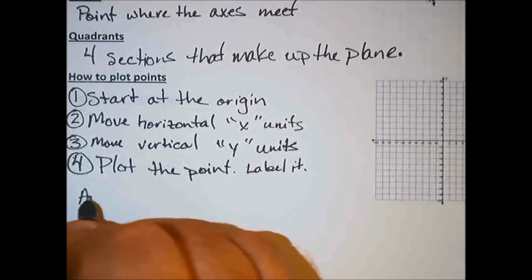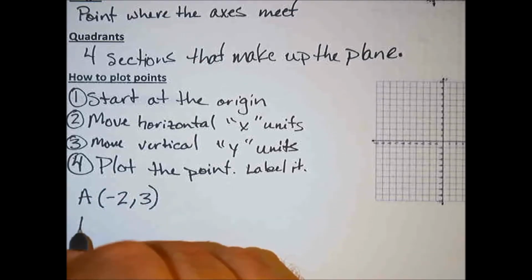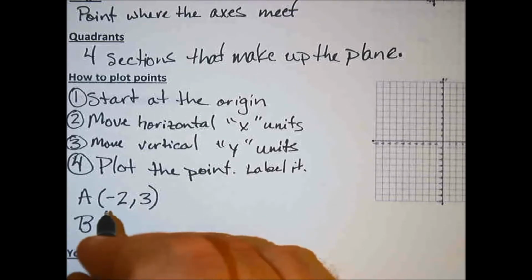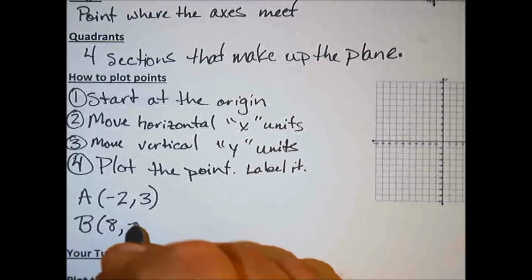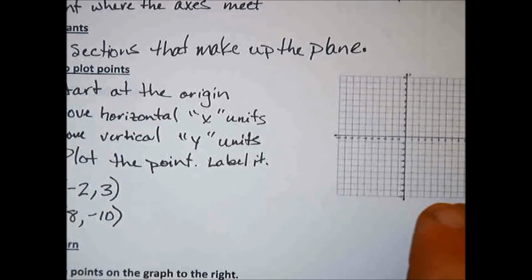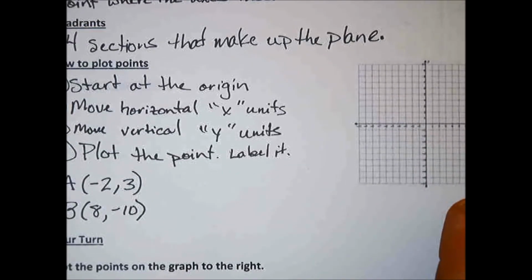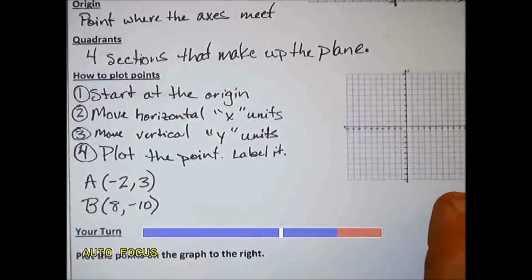Let's look at point A. We'll make that at -2, 3. And point B will be at 8, -10. All right. Usually when we're describing points, we don't say the comma, but it just keeps everybody straight on what we're doing. All right, let me zoom out a little bit so we can see here.